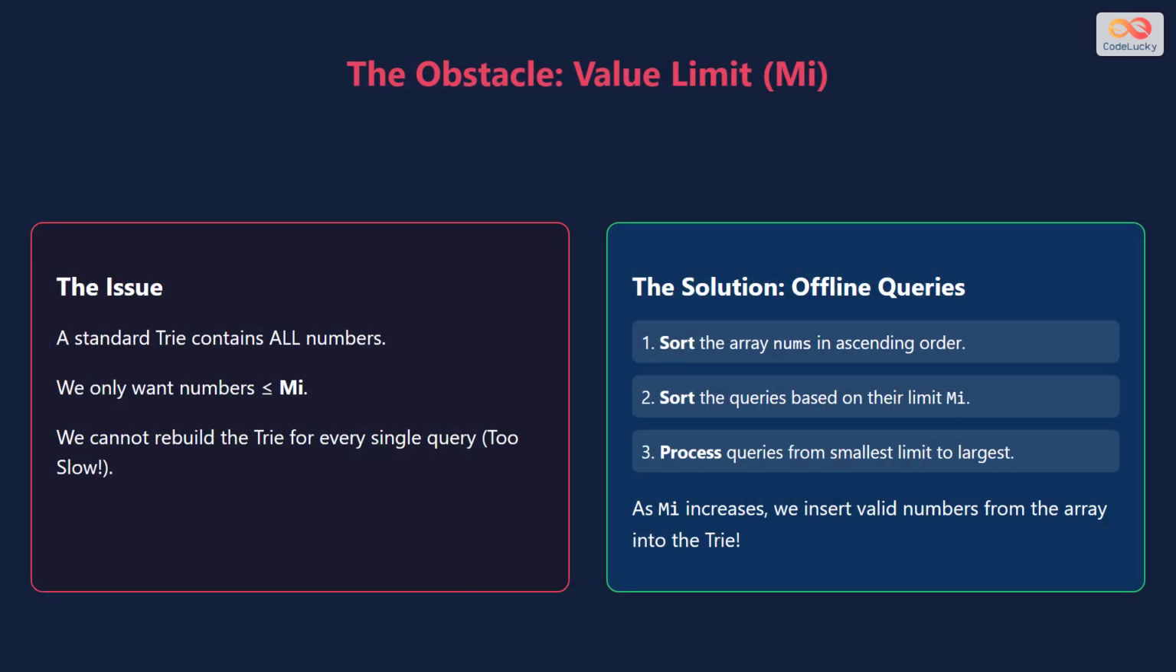However, we have a problem. The standard trie contains all numbers in the array. Our problem requires us to only consider numbers less than or equal to a specific limit, m. We cannot afford to build a new trie for every query based on its specific limit.